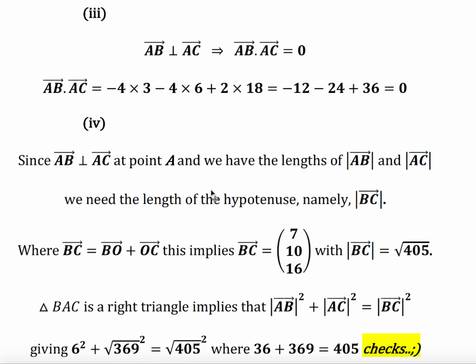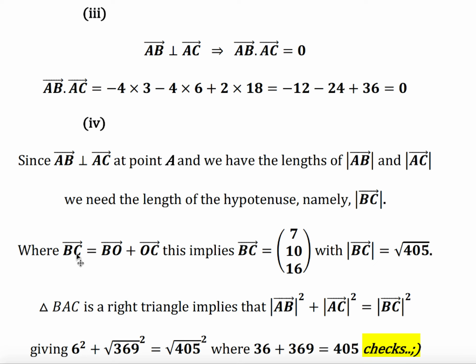Lastly, it's a little bit more involved. Since we have that AB is perpendicular to AC at point A, because they're sharing point A, you can see it right there, and we have the lengths, we know that there's some triangle being formed where right at point A, that's where the right angle is happening. And so AB and AC give you the two legs of that right triangle, and then getting from B to C would be the hypotenuse.